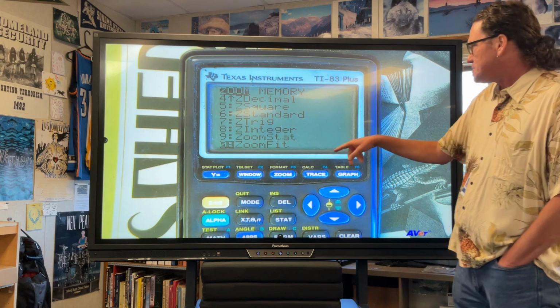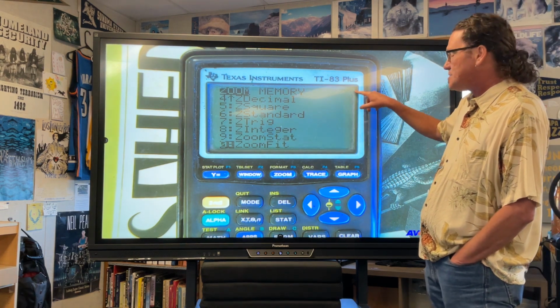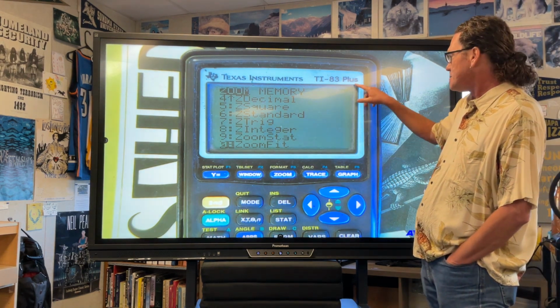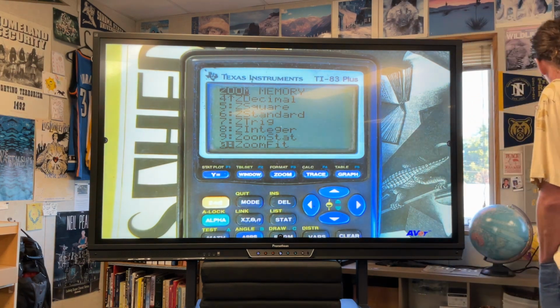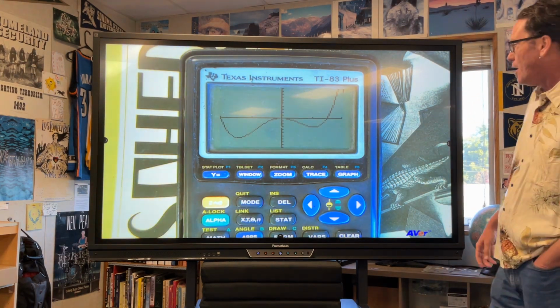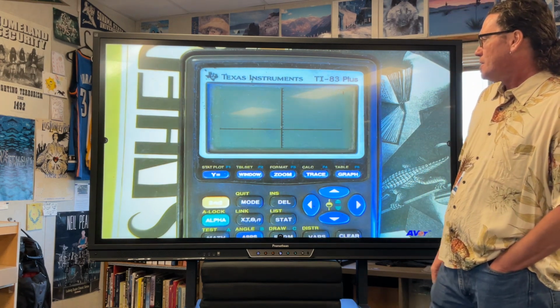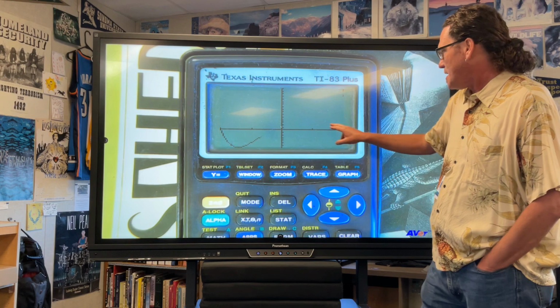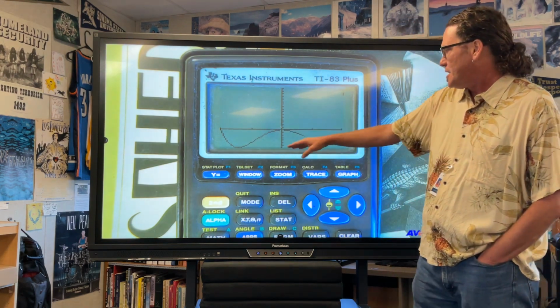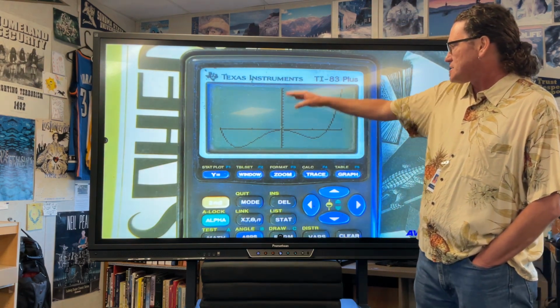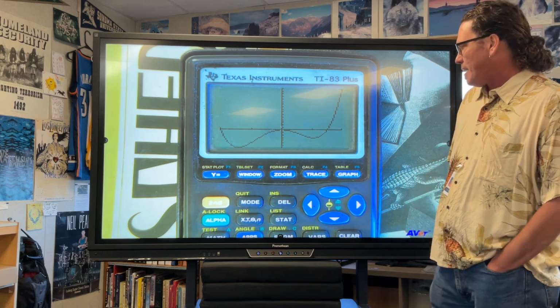You hit enter on ZoomFit, you'll get the little lines over here telling you that the calculator is busy, it's working, and then it's going to adjust your window. So there it is, working. You'll see a new window, but the domain stays the same from -2 to +2. It just made a little adjustment on the y min and the y max.